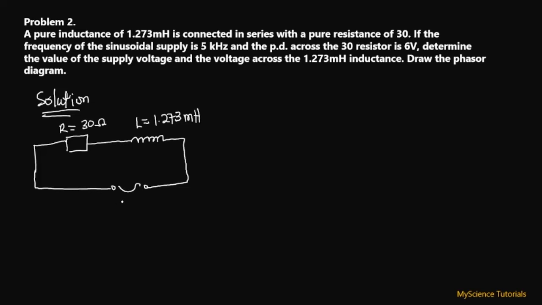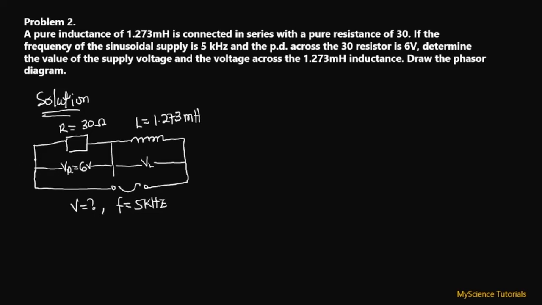We've been told that the frequency over here is 5 kilohertz. And we've also been told that the potential difference across the 30 ohm resistor is 6 volts. So it means that VR is equal to 6 volts. And then VL, we don't know what VL is. So we have to calculate the applied voltage, which is the entire voltage, and then the voltage across this particular inductor. So this is very, very easy. Let's go ahead and look at how we do that.